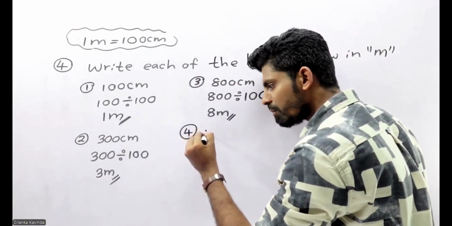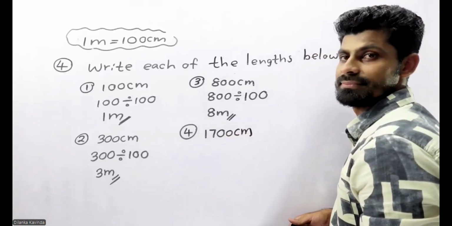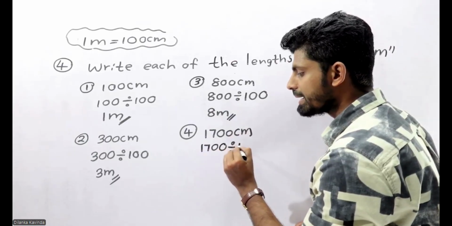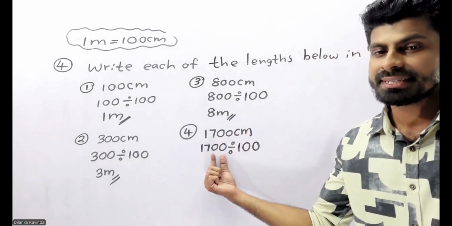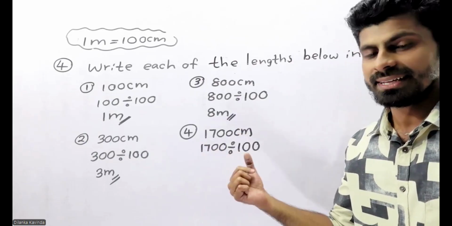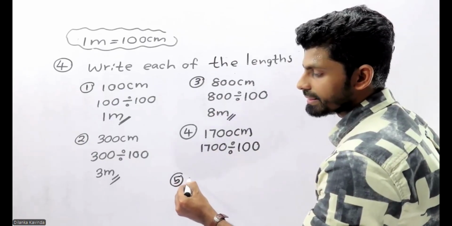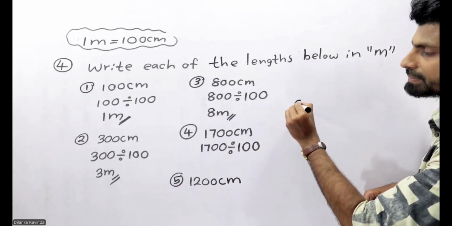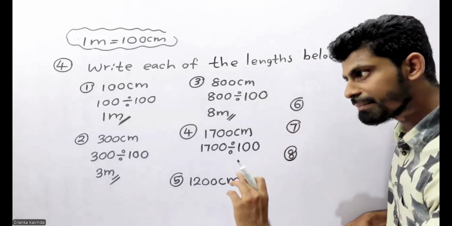Question number 4: 1,700 centimeters. 1,700 divided by 100. The last 2 zeros cancel out. What is the answer? How many meters? Yes, quickly do this one. Question number 5: 1,200 centimeters. Question number 6, 7, and also 8, dividing by 100.